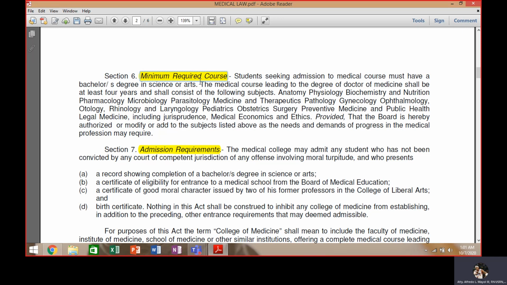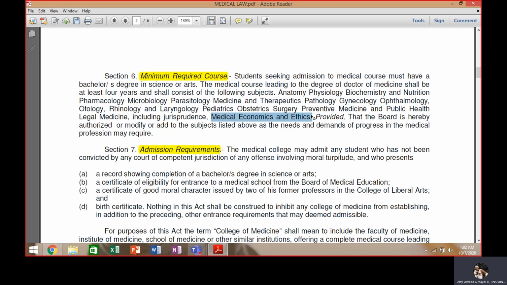The medical course leading to the degree of Doctor of Medicine shall be at least 4 years and shall consist of the following subjects: anatomy and physiology, biochemistry and nutrition, pharmacology, microbiology, parasitology, medicine, and therapeutics. Next is pathology, gynecology, ophthalmology, otology, rhinology, and laryngology, pediatrics, obstetrics, surgery, preventive medicine, and public health. Next, legal medicine. This is our subject, my subject, including medical jurisprudence. Then medical economics and ethics.